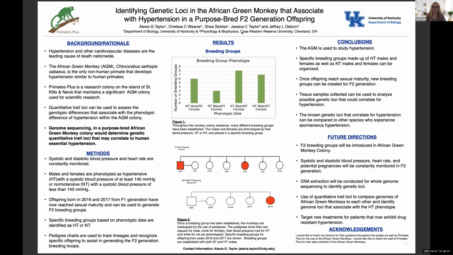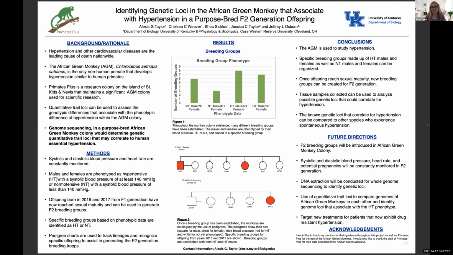And so I have now been tasked and work on creating these specific breeding groups based off of the phenotypic data, if they're identified as either hypertensive or normotensive. And so I use pedigree charts mostly to track our lineages and recognize specific offspring to assist in generating the F2 generation breeding groups that we have. So what I have right here is just a simple bar graph to show you what kinds of breeding groups we currently have in our monkey colony.